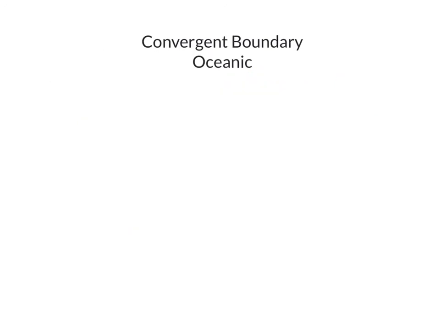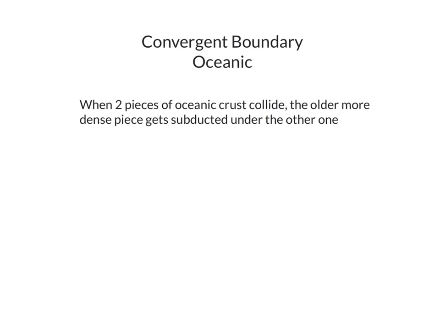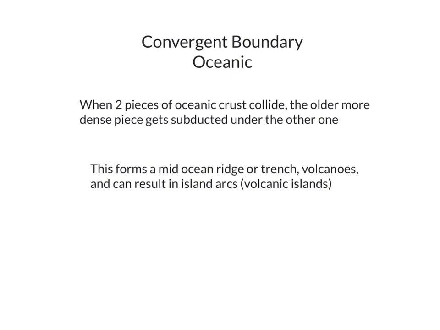So here are some main points about oceanic convergent boundaries that you need to make sure we've got. When two pieces of oceanic crust collide or converge, the older, more dense piece gets subducted under the other piece. Whenever that happens, this forms a mid-ocean ridge or trench, volcanoes, and can result in island arcs, which, remember, are volcanic islands.